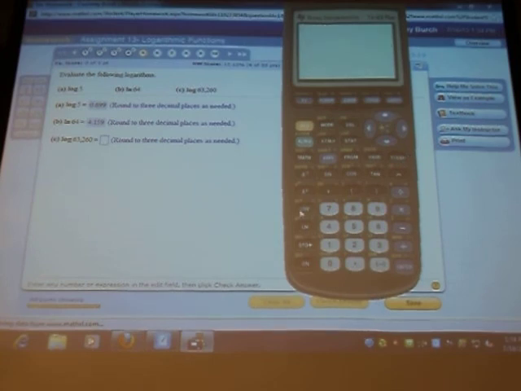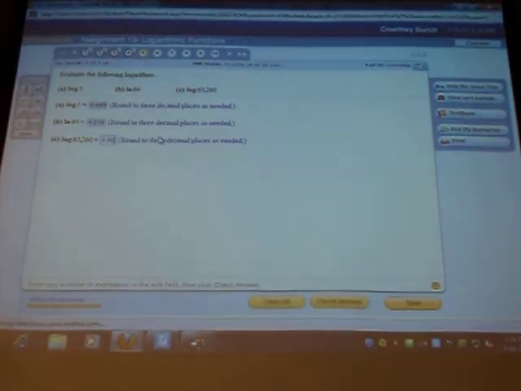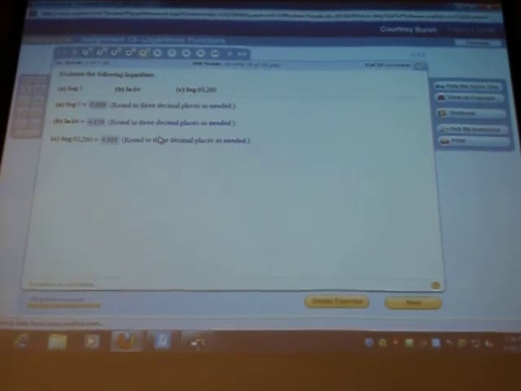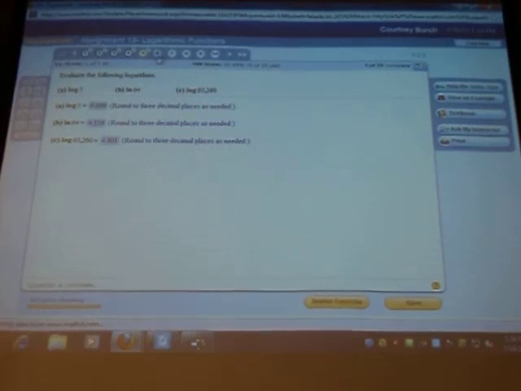And then the last one is log of 63,260. Okay, I get 4.801. So you can only use the calculator on these for now when they don't give you a base and they mean base 10, or if they use the ln, you can just use the ln button. Otherwise, you're just going to have to do it by guess and check or thinking about it.